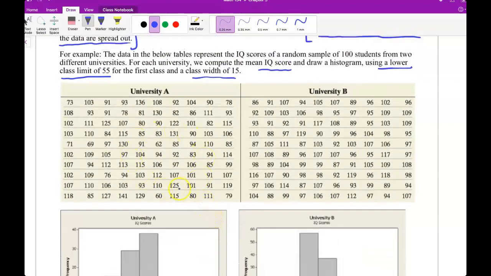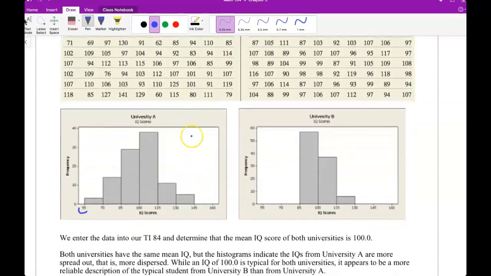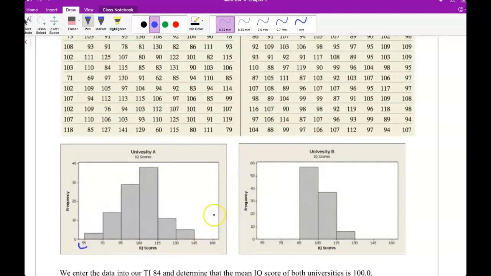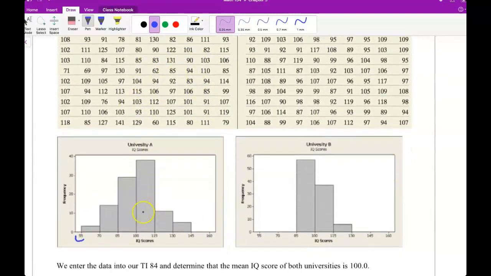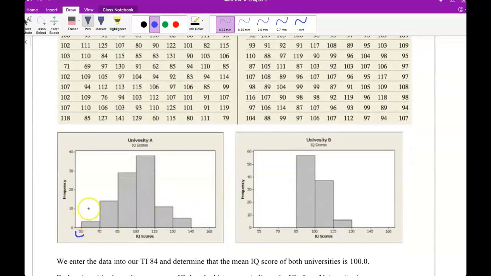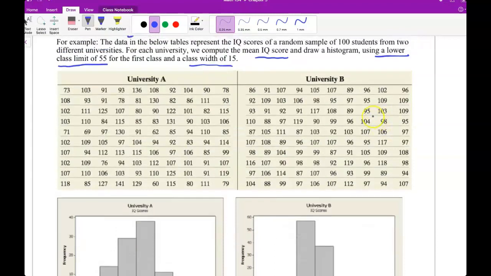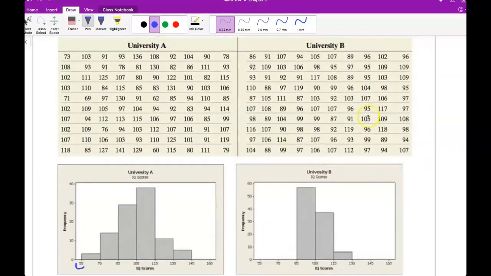Based on the maximum number in each data set, we choose the higher limit. So the higher limit here is 160, because we want to have all these numbers in this interval, starting from 55 up to 160.